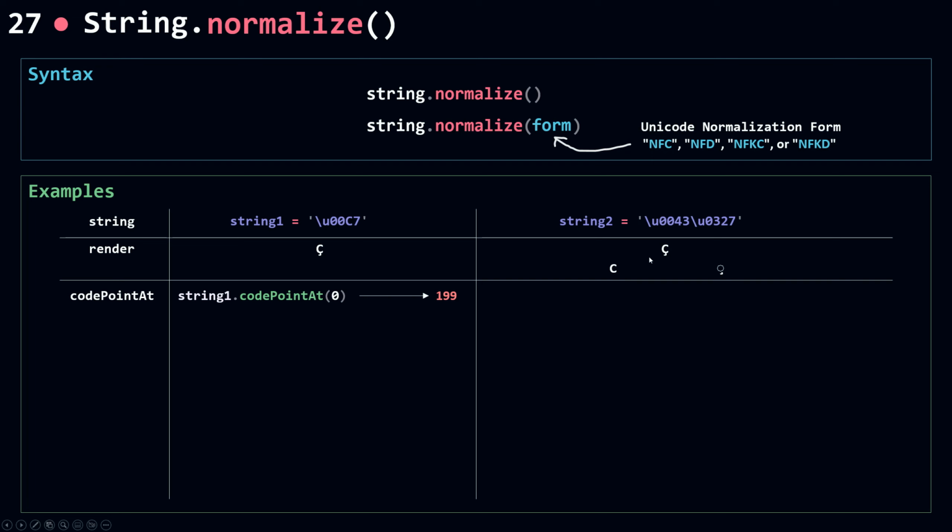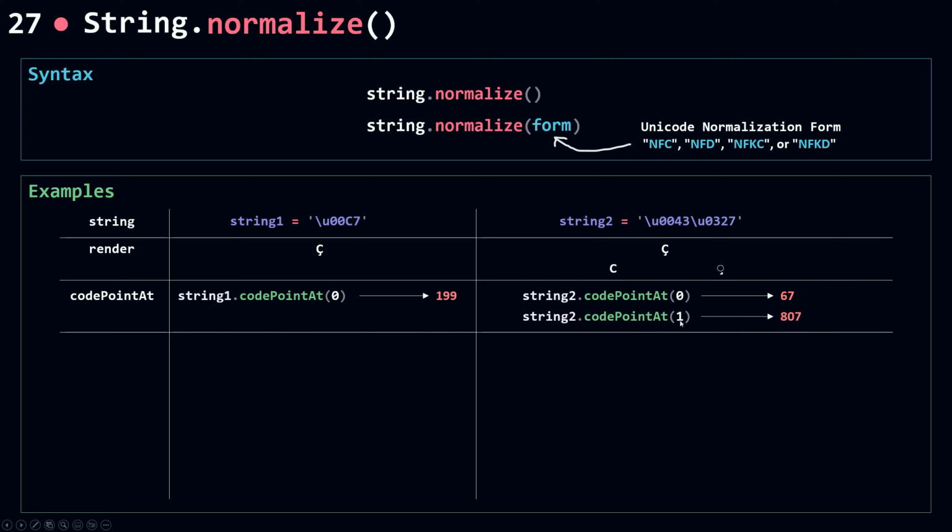And then for this one here, I'm gonna call codePointAt(0) and codePointAt(1) because this has two characters. So at 0, this is the code for C, which is 67, and at 1, this is the code for the cedilla, which is 807. So you can see here again that this one has a single code point, and this one is composed of two code points, one for C and one for cedilla. Well, that's why we need to use normalization.